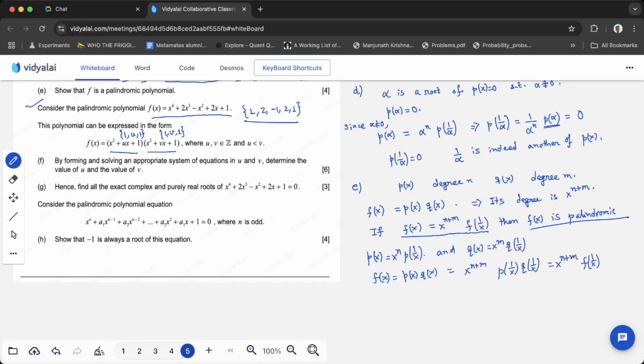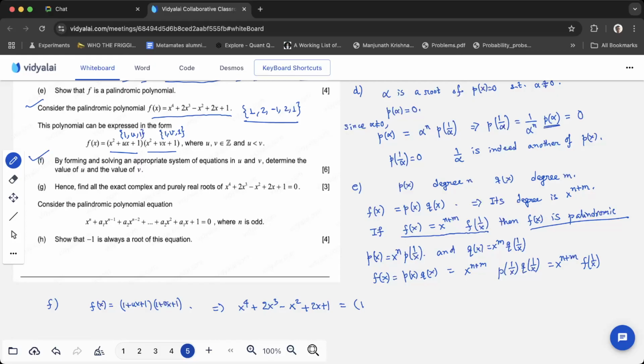By forming and solving an appropriate system of equations in u and v, determine the value of u and the value of v. So that is part f. So what we are asked to do is, if I can express f of x in terms of these two polynomials as a product of these two polynomials, more specifically, if I can express x to the 4 plus 2x cubed minus x squared plus 2x plus 1 as x squared plus ux plus 1 times x squared plus vx plus 1.